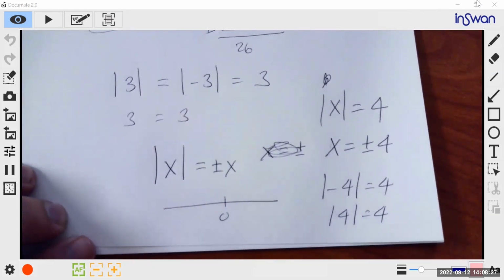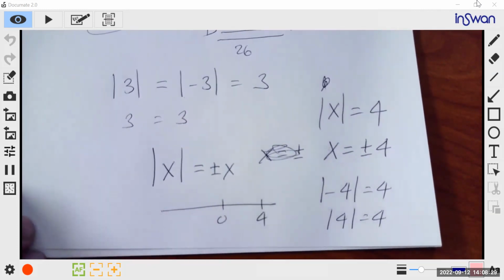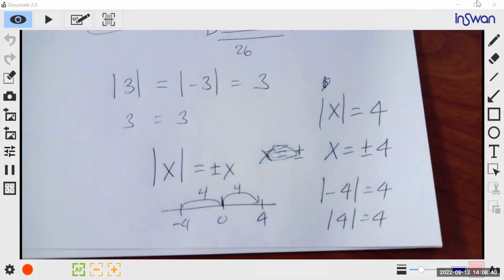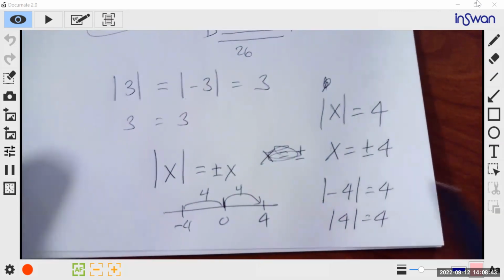If I give you a number 4, the distance from 0 to 4 is 4 units. From 0 to -4 is how far? 4 units. So it's positive and negative. It's 2 answers.